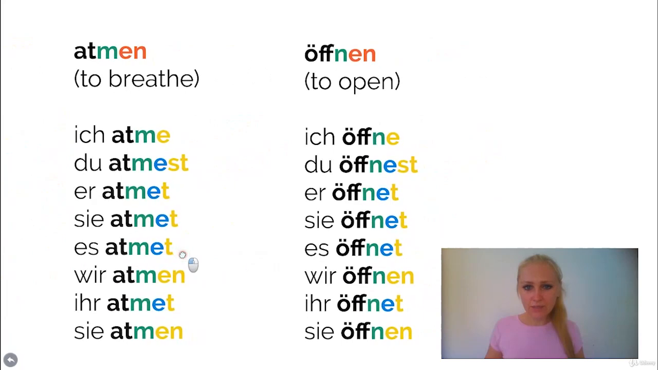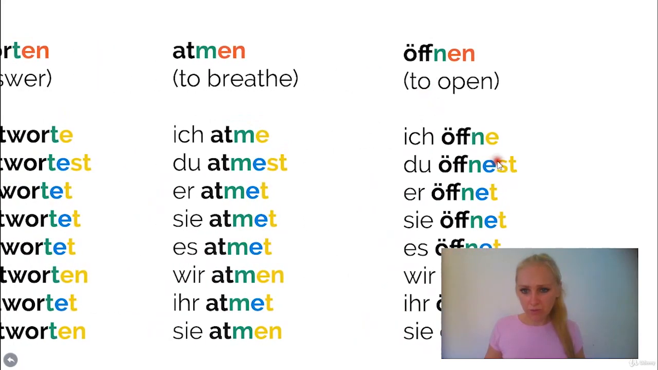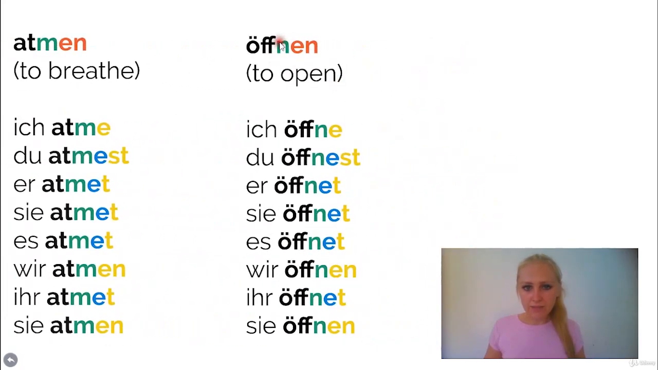Okay, and the last one here, öffnen, which means to open. It ends with an n at the verb stem. So again, it's the same rule. You have to add an extra e. So it's ich öffne, du öffnest, er öffnet, sie öffnet, es öffnet, wir öffnen, ihr öffnet und sie öffnen.